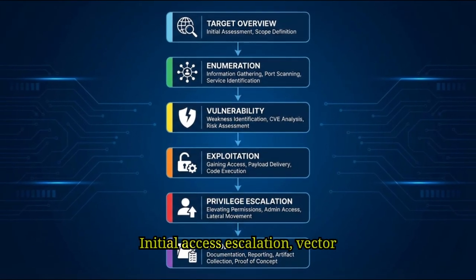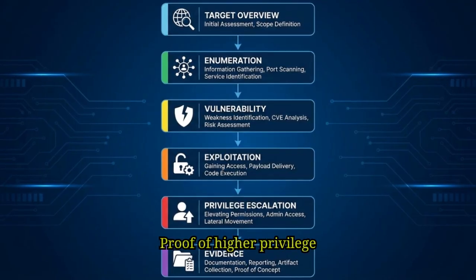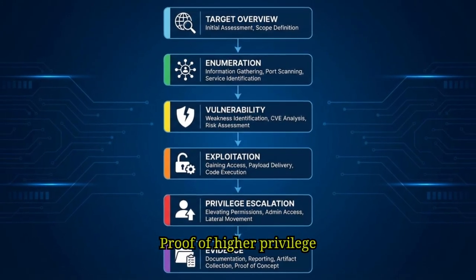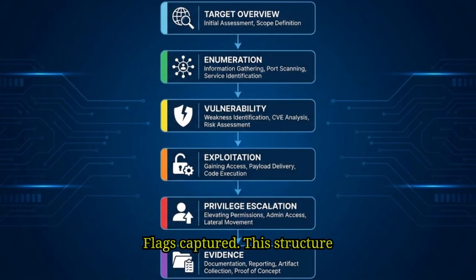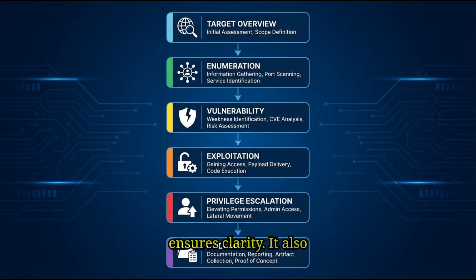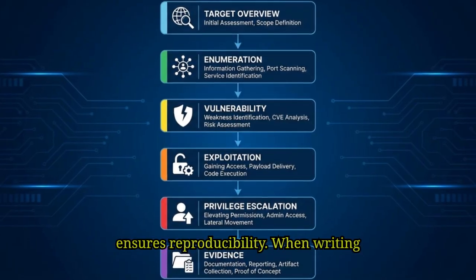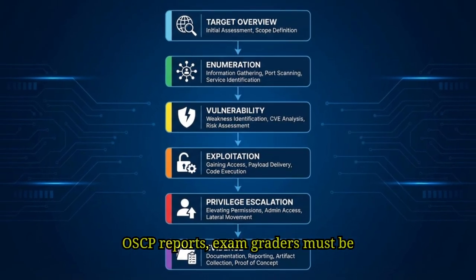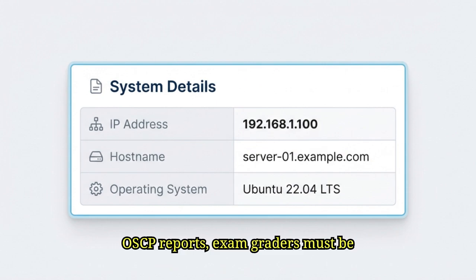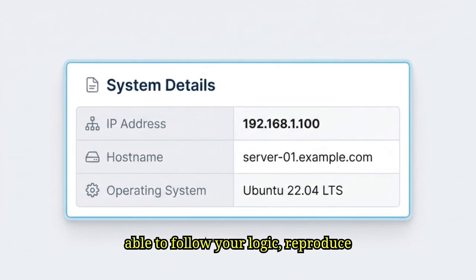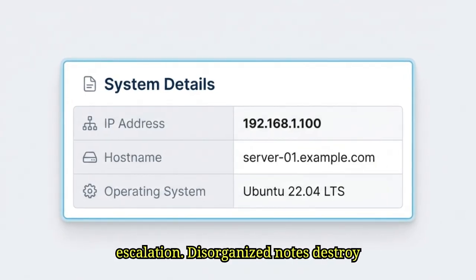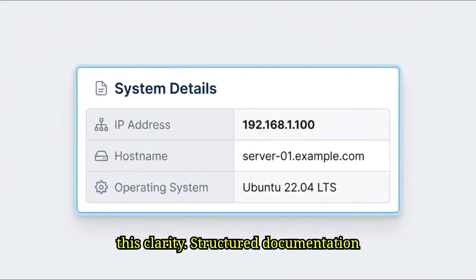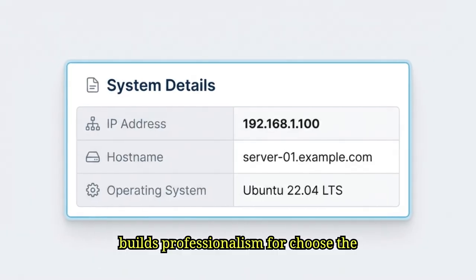Privilege escalation, initial access, escalation vector, proof of higher privilege. Evidence, screenshots, command outputs, flags captured. This structure ensures clarity. It also ensures reproducibility. When writing OSCP reports, exam graders must be able to follow your logic, reproduce the exploit, and confirm privilege escalation. Disorganized notes destroy this clarity. Structured documentation builds professionalism.